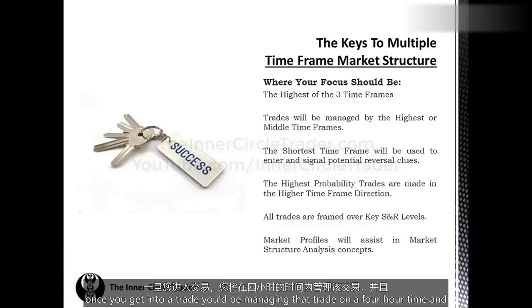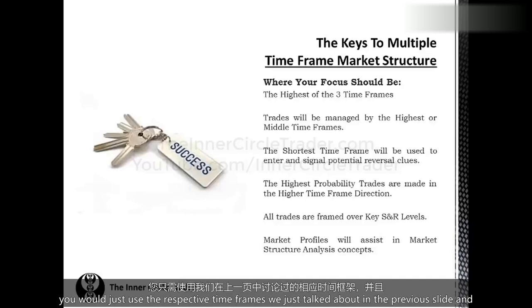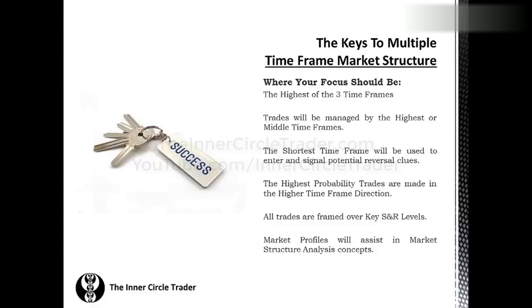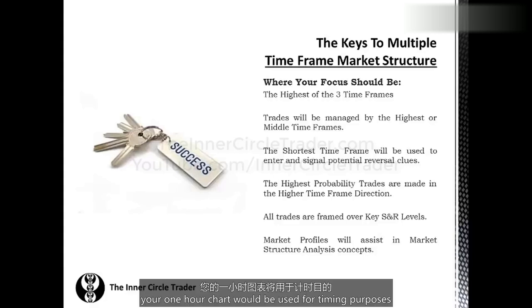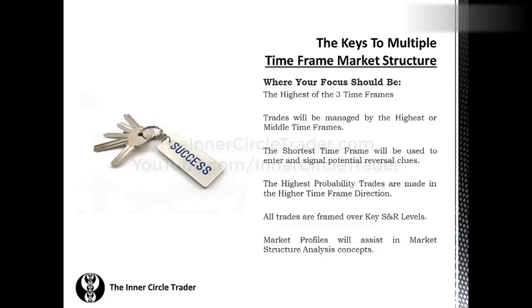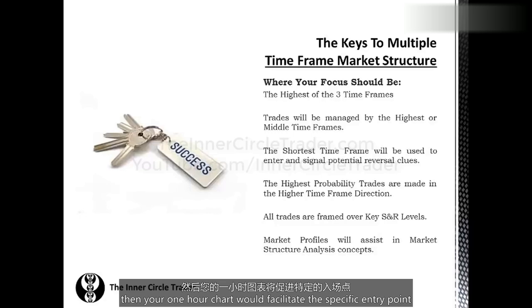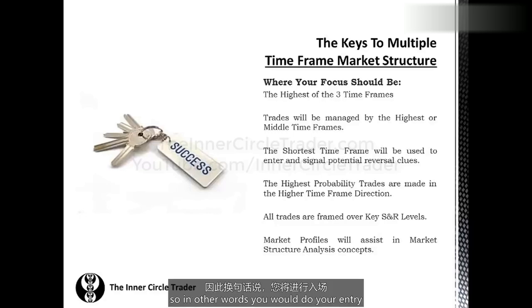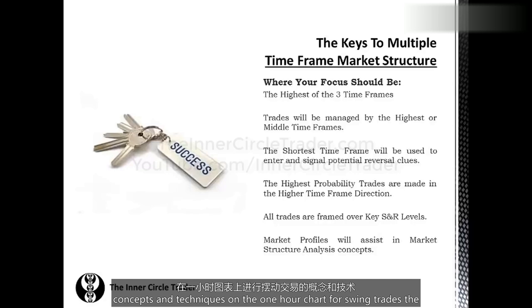Once you get into a trade, you would be managing that trade on a 4-hour time frame, and you would just use the respective time frames we just talked about in the previous slide. And then your 1-hour chart would be used for timing purposes. So the shortest time frame in that regard for swing trading would be the 60-minute chart. Your entry signals would be derived from having studied the market structure on the daily and the 4-hour. Then your 1-hour chart would facilitate the specific entry point. So you would do your entry concepts and techniques on the 1-hour chart for swing trades.